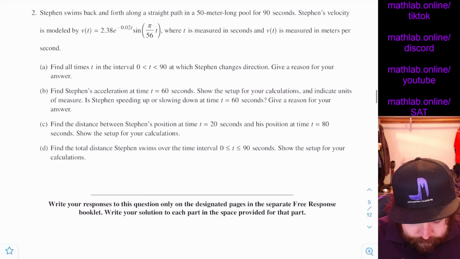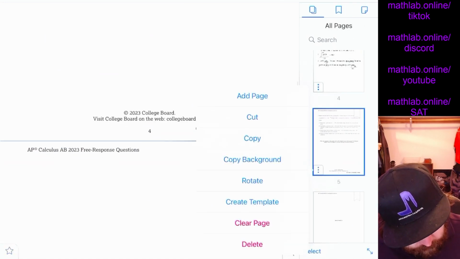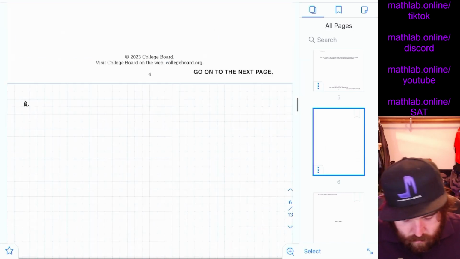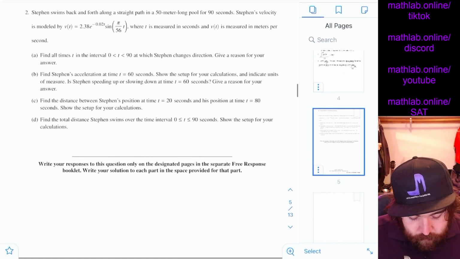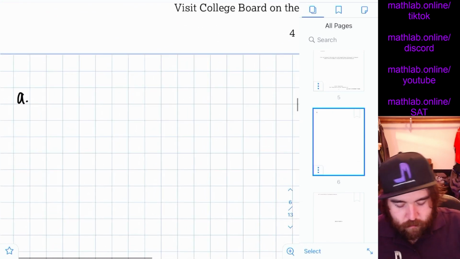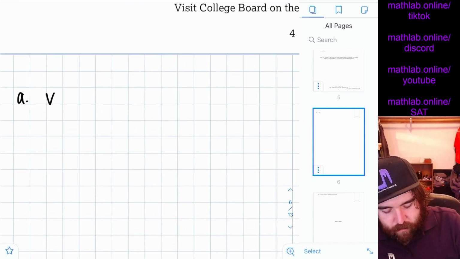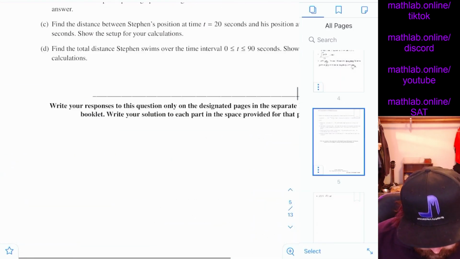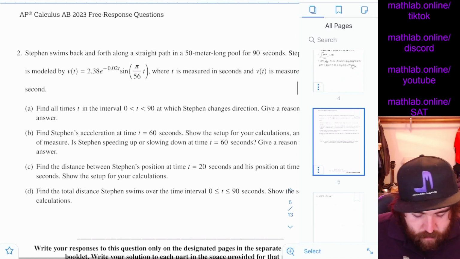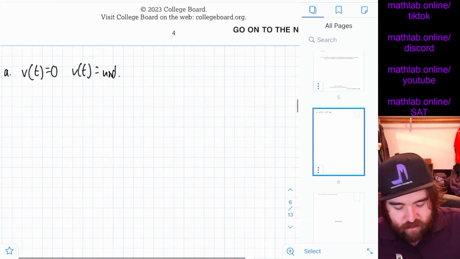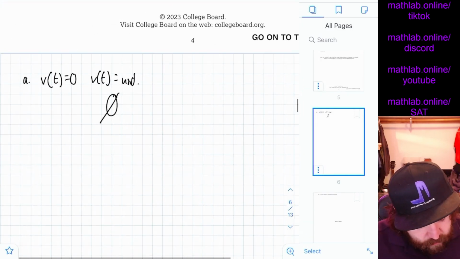Love it. So let's add a new page. And let's say A is, we want to know, well, that's his velocity. His velocity is modeled by that. So we just want to know where v of t is equal to 0 and where v of t is undefined. Undefined, we could probably do that for ourselves, right? Where is v of t going to be undefined? Because it's just the function being undefined. And that's never. There's no value of t that's going to make that undefined. So we're really just looking at where it's equal to 0.